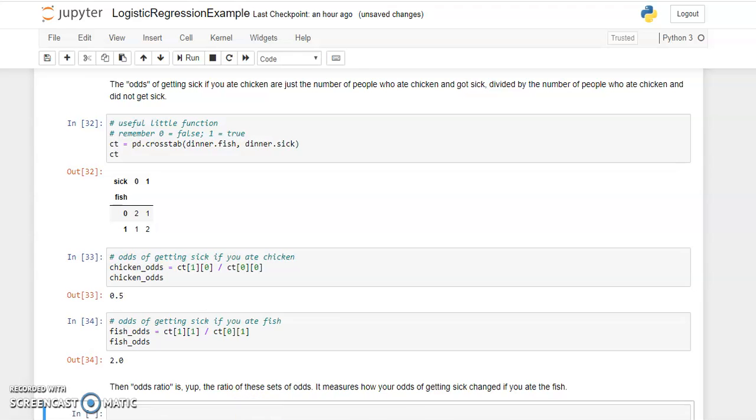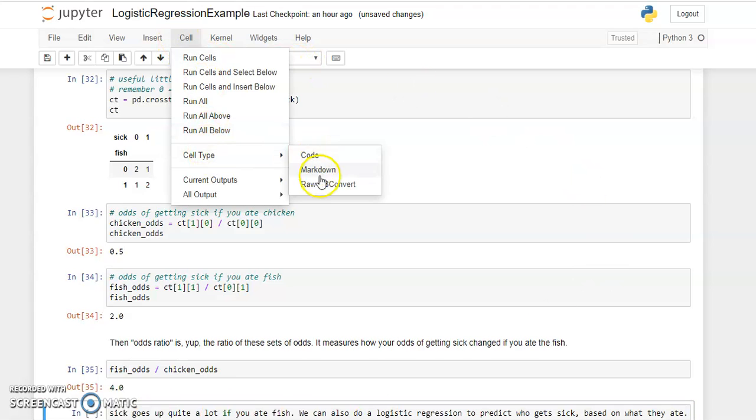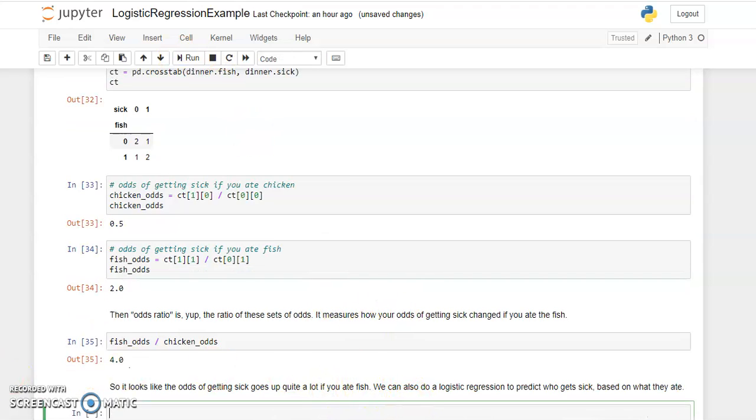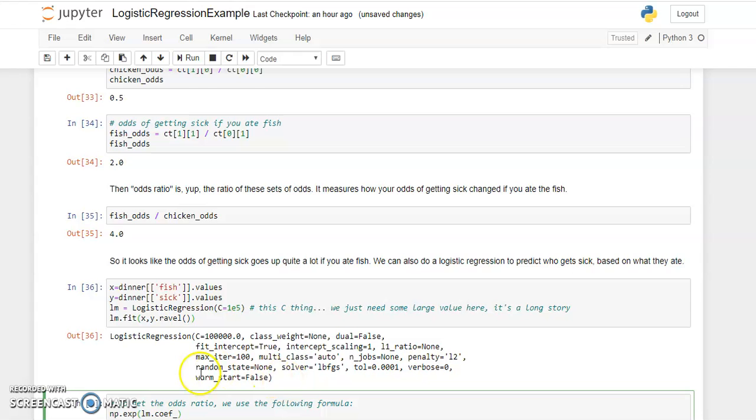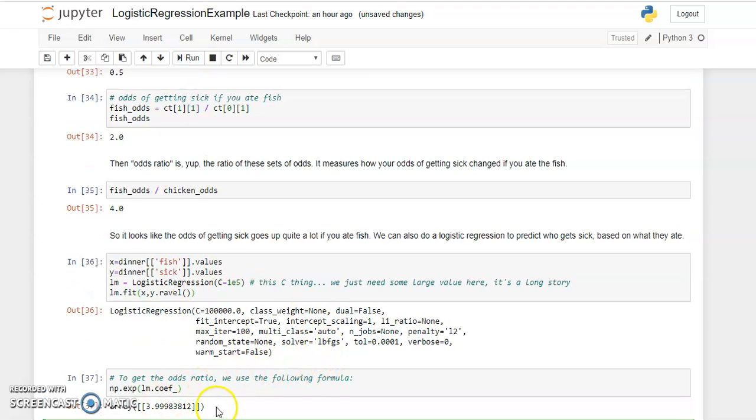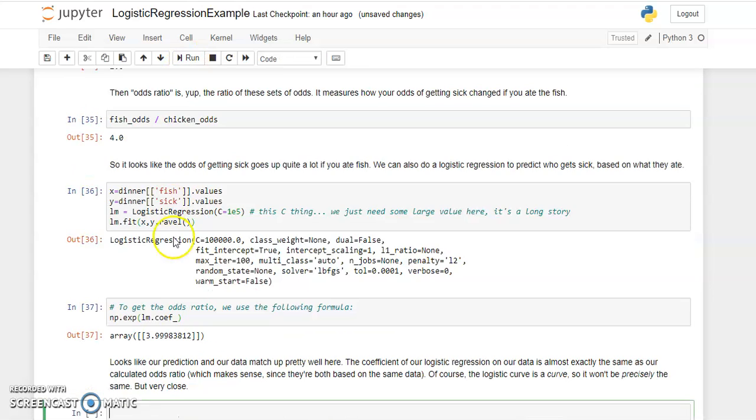And so we can obviously just do this using our calculated values, chicken, beef, fish. And so the odds of getting sick goes up if you ate the fish. But we can also look at this with a logistic regression, right? So we can calculate it on our raw values, but we can also do it with a logistic regression. And we can use the coefficient. We can get the coefficient of a logistic regression, and we see that it's a very similar value to what we had calculated. So it's not going to be precisely the same because, of course, this is a curve that we're calculating when we do the logistic regression. So it's not going to be perfectly the same, but it is very, very close.